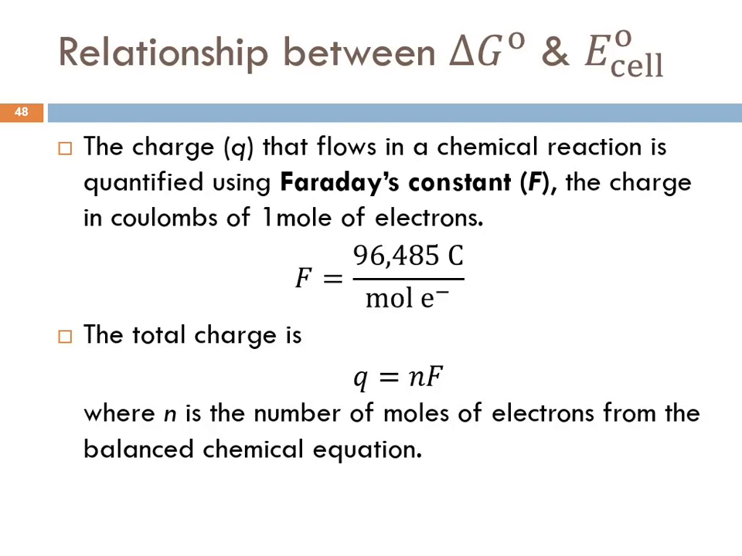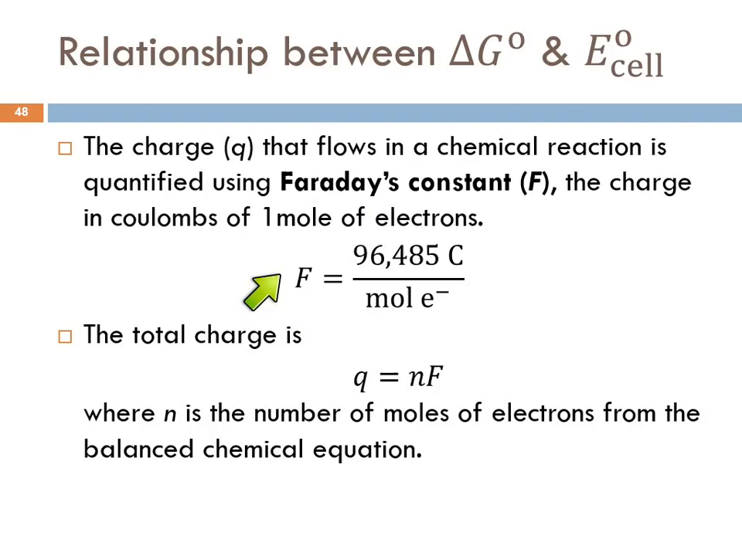So that charge, Q, we can quantify that, and we do that using Faraday's constant. It's named after Michael Faraday. He did a lot of electrochemistry and stuff. So I have a son named Michael. Faraday's constant is abbreviated F. And Faraday's constant is the charge in coulombs of 1 mole of electrons. And if you're interested, the charge in coulombs of 1 electron is given earlier in the chapter, and you could calculate what the charge in coulombs is of 1 mole of electrons. And this is what you come up with, 96,485 coulombs per mole electrons.